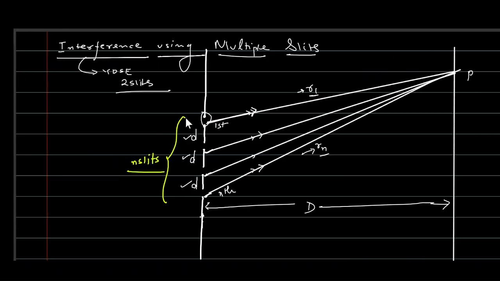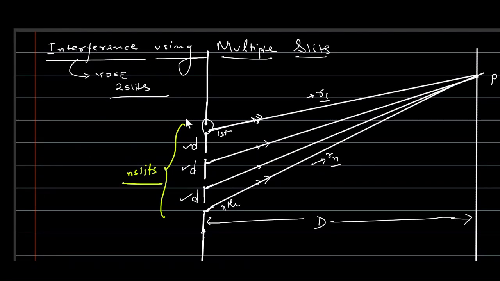So now let's look into the interference using multiple slits. This idea is basically inspired from the YDSE experiment, which initially consisted of two slits. Now we'll extend this idea of two slits to n slits.